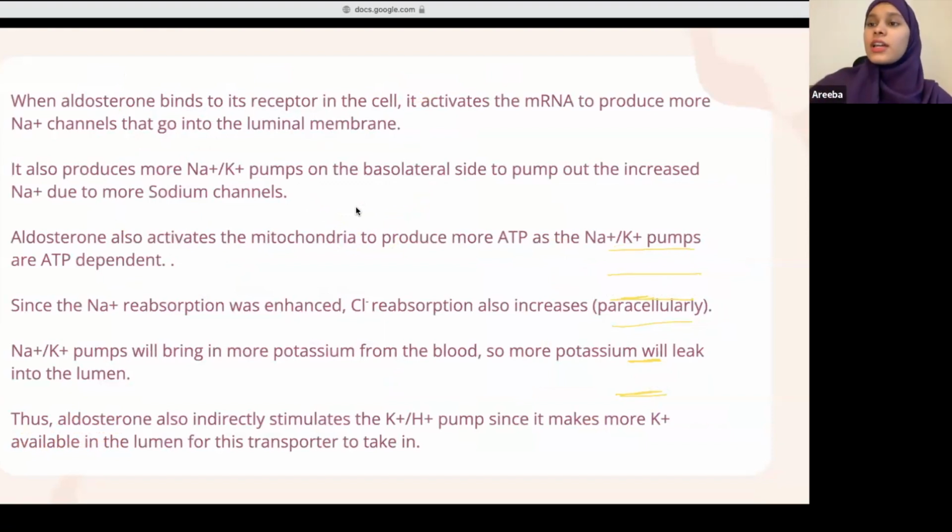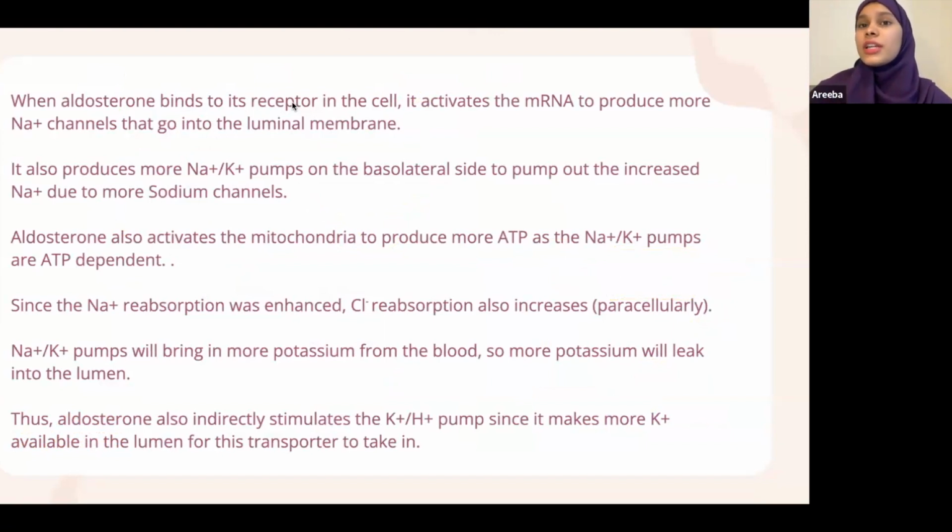This is just everything that I explained, but I wrote it down. So when aldosterone binds to the receptor, it activates mRNA, produces more sodium channels, produces more sodium potassium pumps, and activates the mitochondria, so you have more ATP.